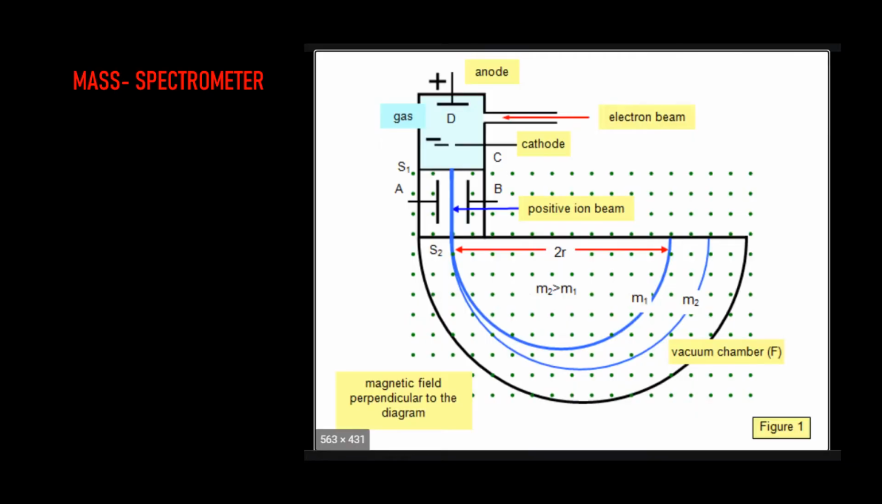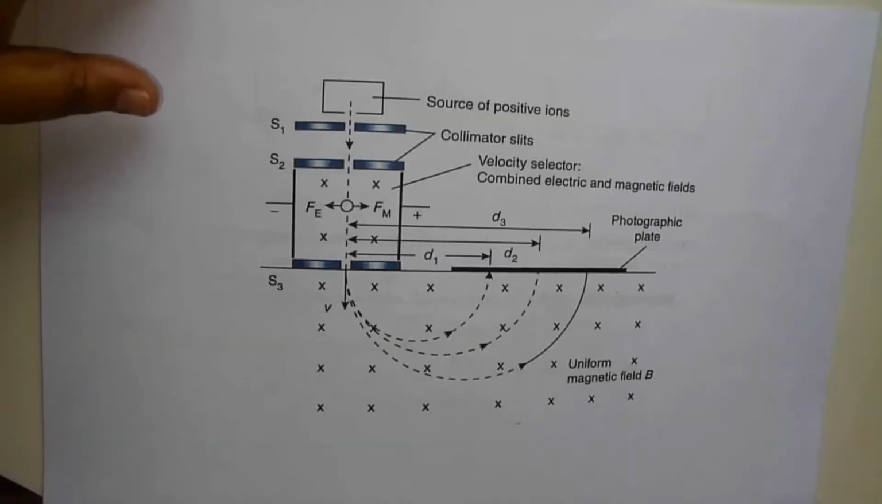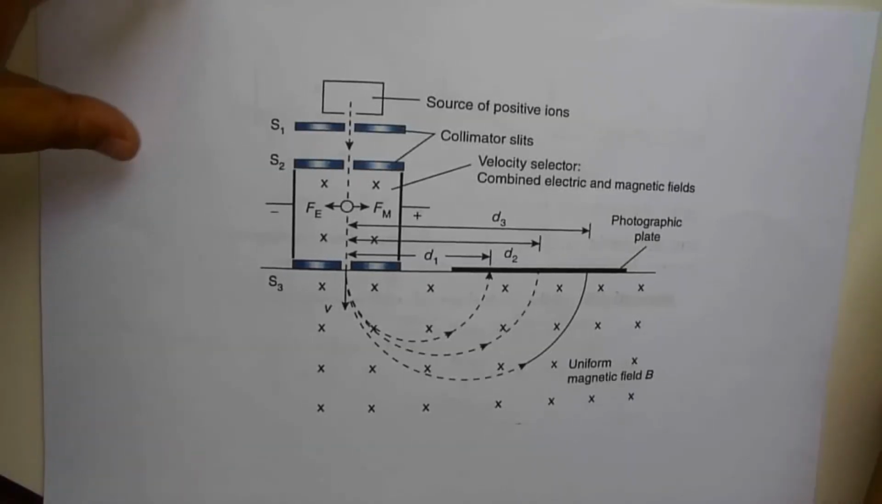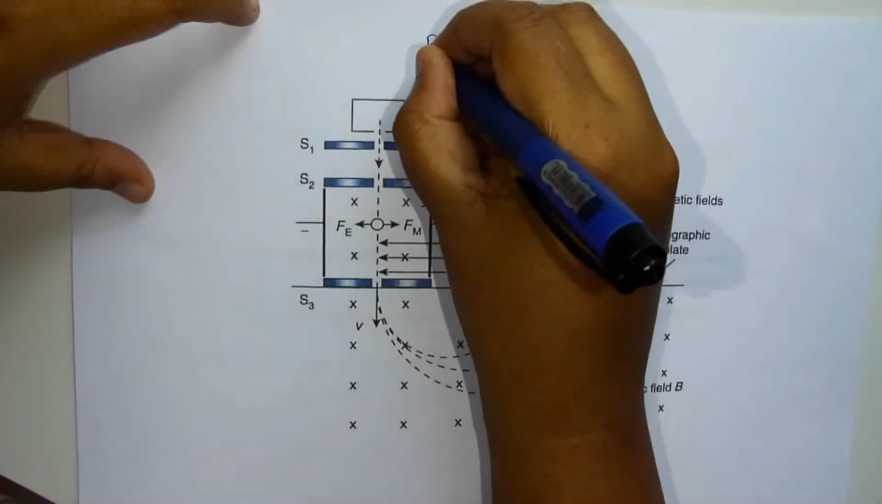Thank you, class. The next example to understand the concept is the mass spectrometer. A mass spectrometer is used to measure the mass of an ionized atom. It is also able to separate the ions of the different isotopes of an element according to the mass to charge ratio. The next application is the Bainbridge mass spectrometer.